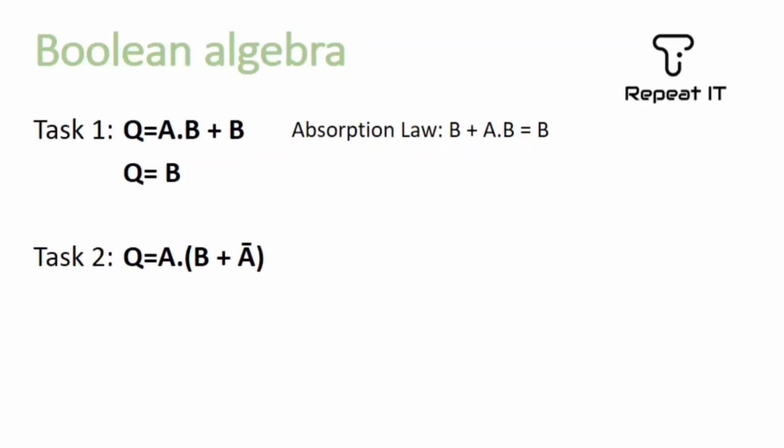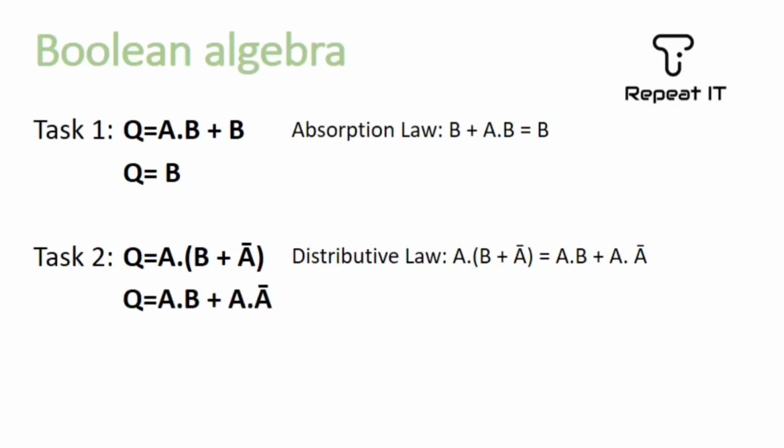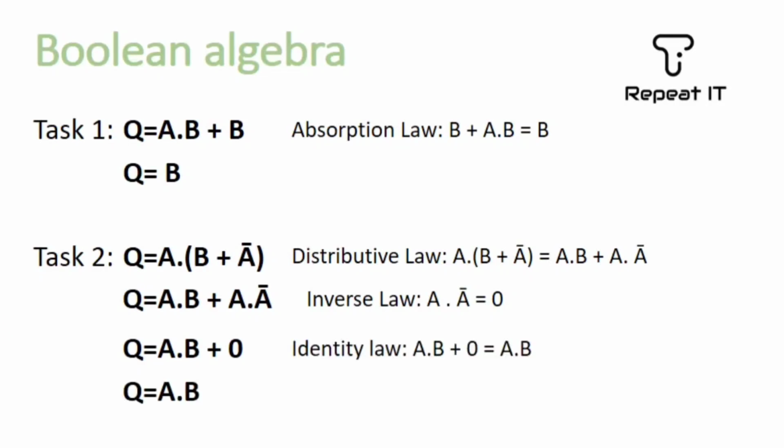Now let's complete the second task. According to the distributive law, we open the brackets in this way. Then, as in the inverse law, A and not A equals 0. After that, according to the law of identity, 0 disappears, so we get AB in the end.